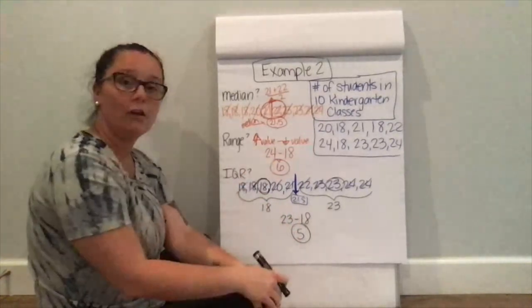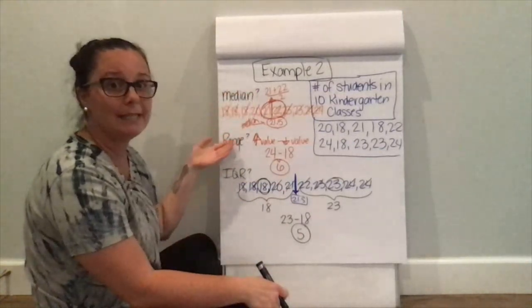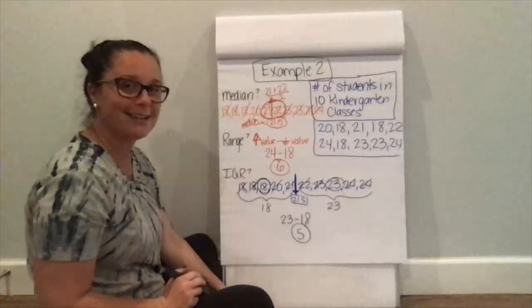So hopefully with example 1 and example 2, it showed you the steps to find median, range, and IQR. So now you can practice that on your own.